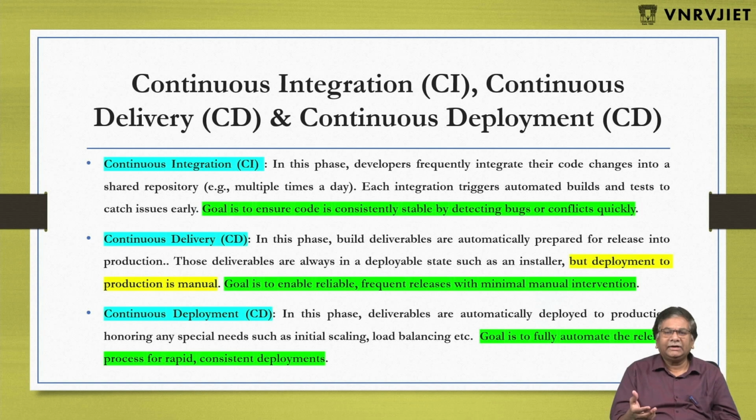The main goal of continuous integration is to ensure code is consistently stable by detecting bugs or conflicts quickly. Now, here I want to talk about one important aspect. In the text that I have written, it said developers could make changes to the code every day. Is it really necessary to build code on every change?